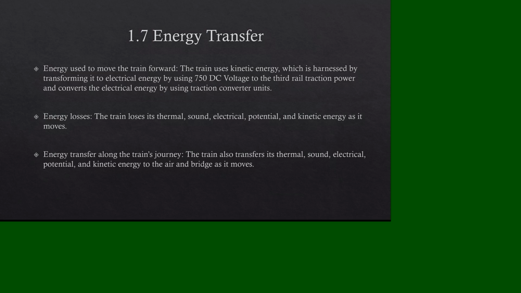Energy losses. The train loses thermal, potential, and kinetic energy as energy transfers along the train's journey. The train also transfers thermal, potential, and kinetic energy to the air and grid as it moves.